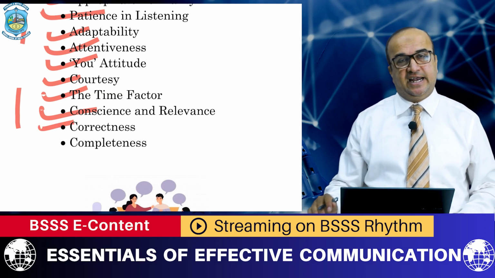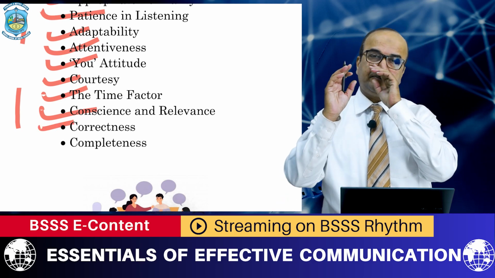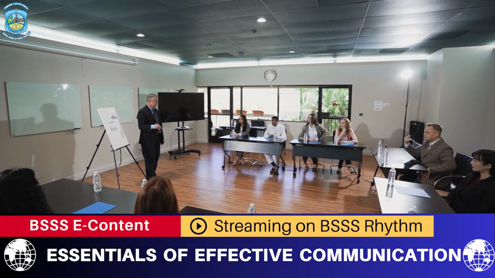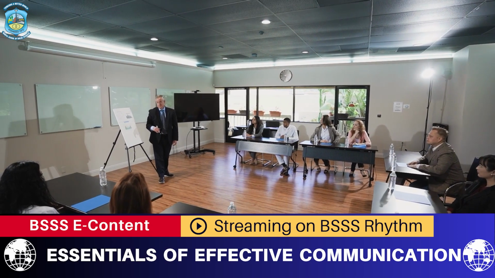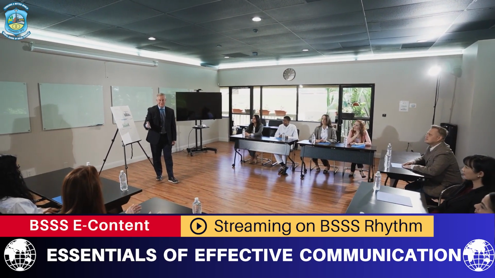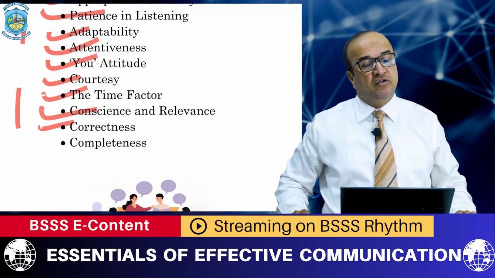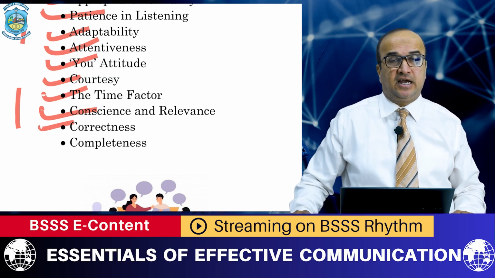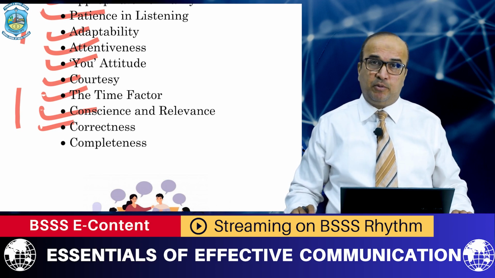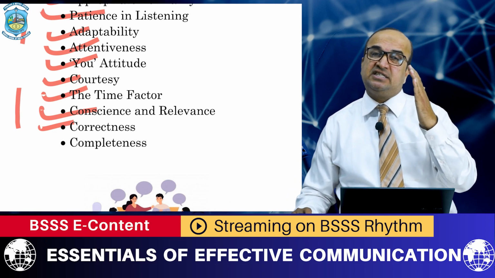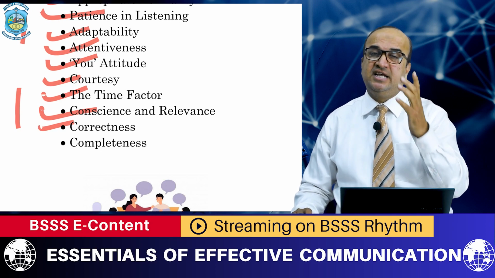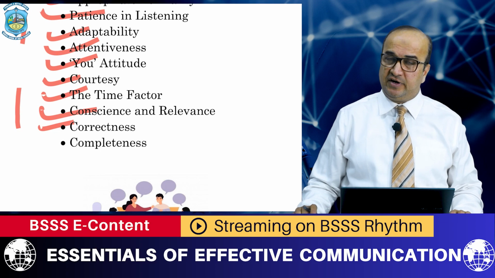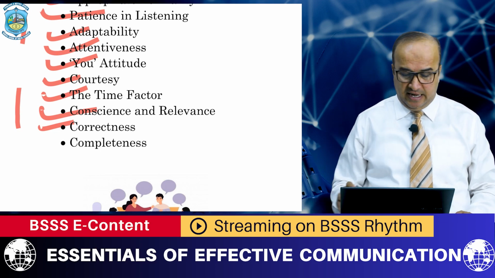Second last point is correctness. Of course, if we are using any facts and figures in our communication, we should be correct, we should be accurate. Statistical figures or any data or any technical aspects, we have no right to misguide or confuse our audience, our dear listeners. Correctness is very important. As I told you about the 7 C's of communication, correctness is also an important C of communication which will make the communication effective. You should be correct, appropriate and accurate.